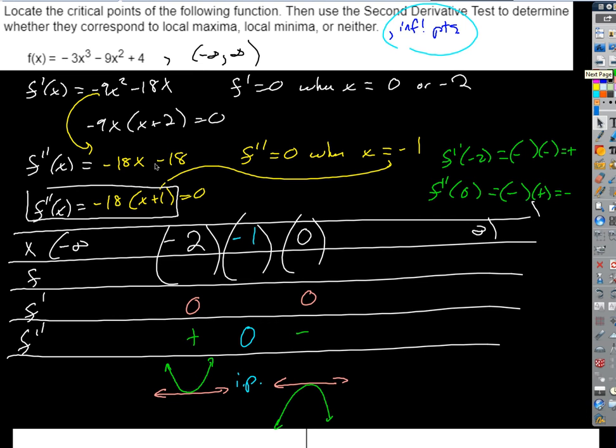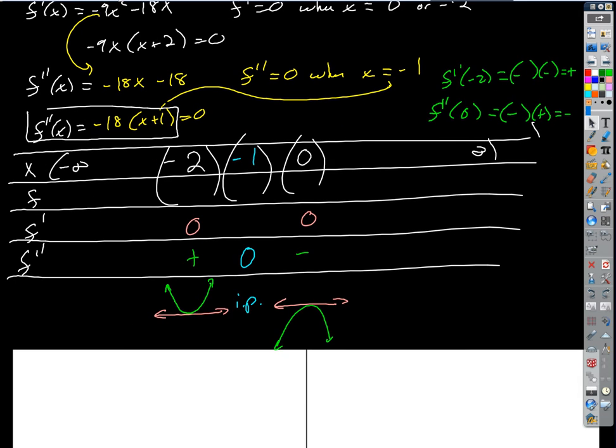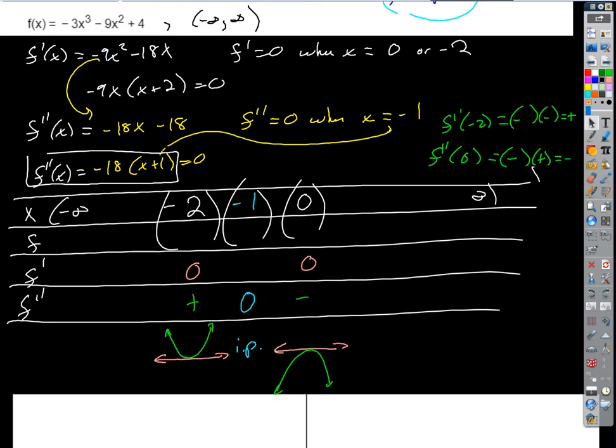We found the critical numbers for the first derivative. The first derivative was 0 when x equaled 0 or negative 2, right? So we added that information to our table. So at the point negative 2, we got a 0 first derivative. At the point x equals 0, we got a negative first derivative, okay? And then we did some other stuff.